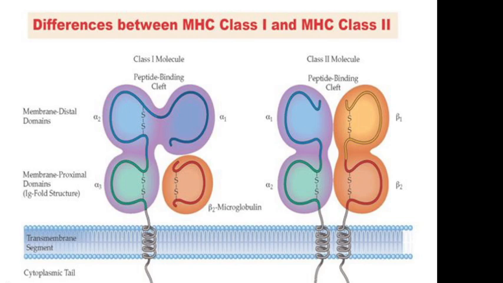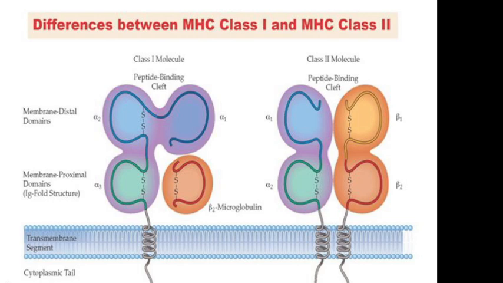molecule by MHC molecules. Now, class 1 MHC is present on the cell surface of any nucleated cell, whereas class 2 MHC is restricted to the surface of APCs, that is antigen presenting cells, and B cells. So, whatever their presence, their main function is to distinguish a self antigen from a non-self antigen. Now, let us look into the structure of the MHC molecules.